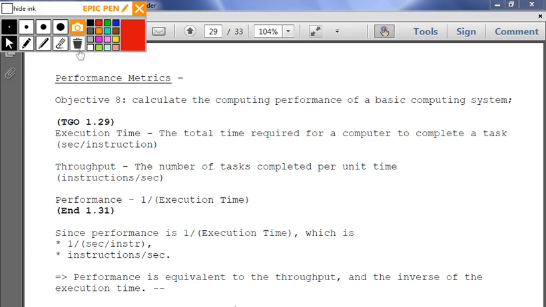And that the units are seconds per instruction, or sometimes it'll be seconds over I. The reason I say this is because sometimes we're comparing two programs where the number of instructions is the same.